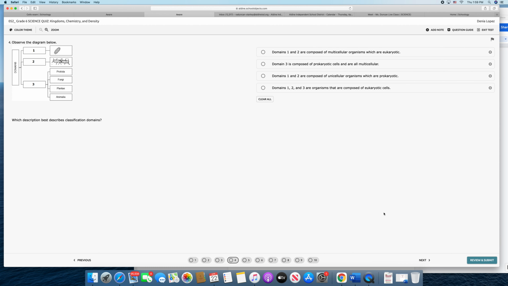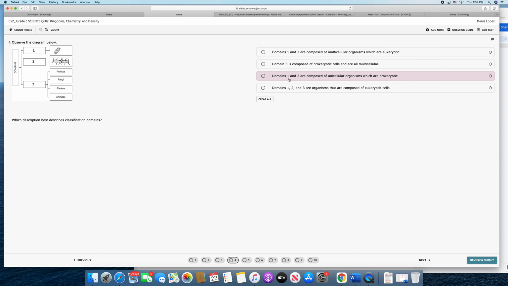Last but not least, this is asking you to analyze this chart and then explain. So here it says domain 1 and 2 are composed of multicellular organisms. Do these look like they're multicellular? No, they do not. Then it says domain. So we're looking for something that says domain 1 and 2 are probably unicellular or single celled.